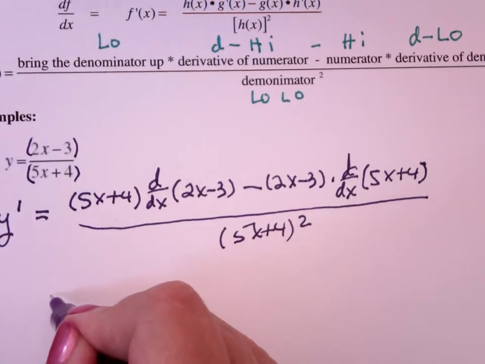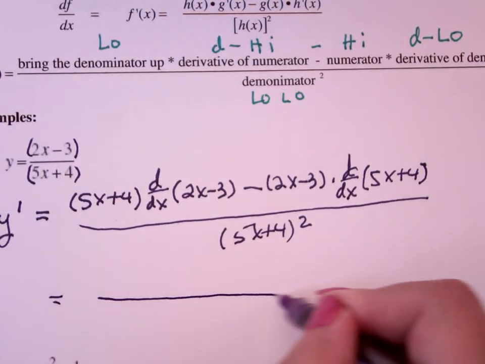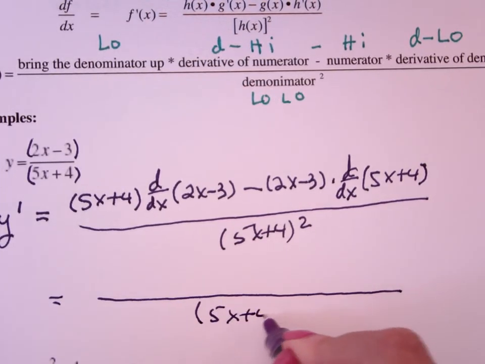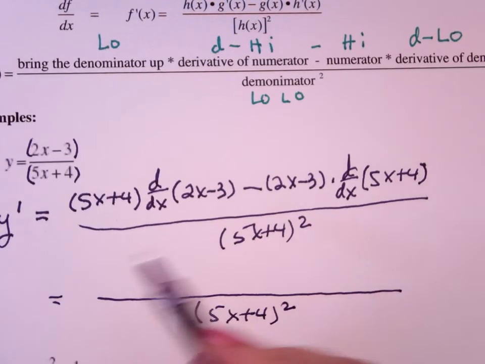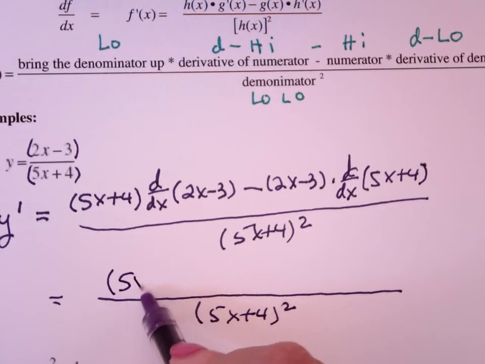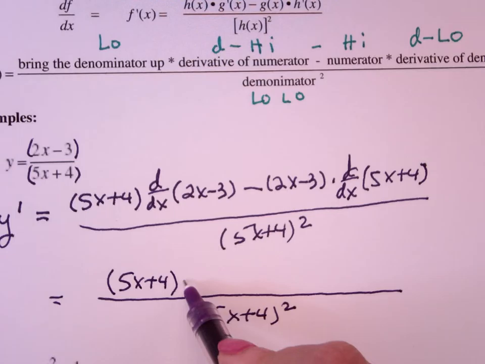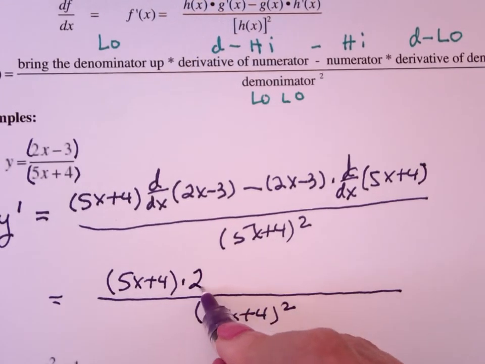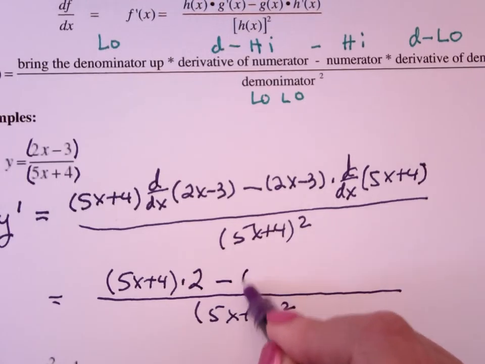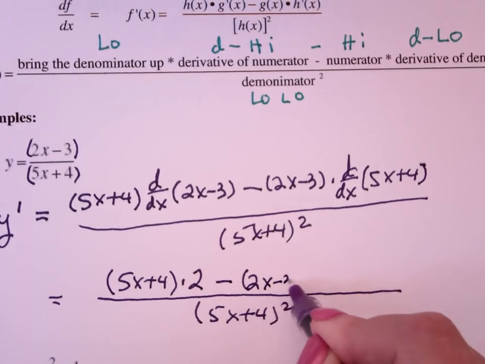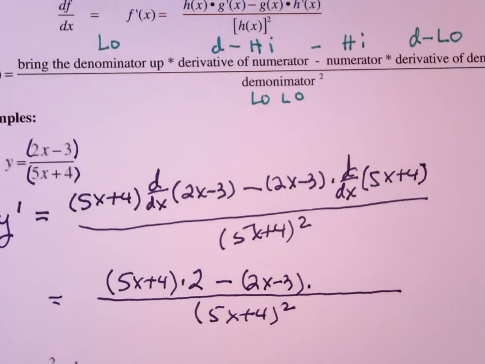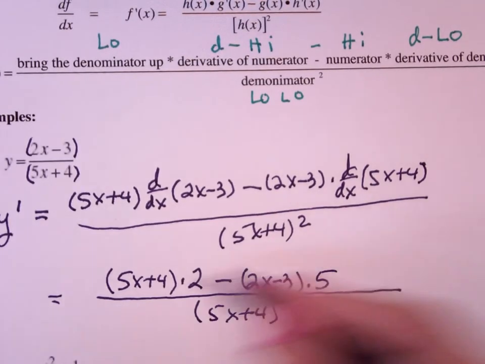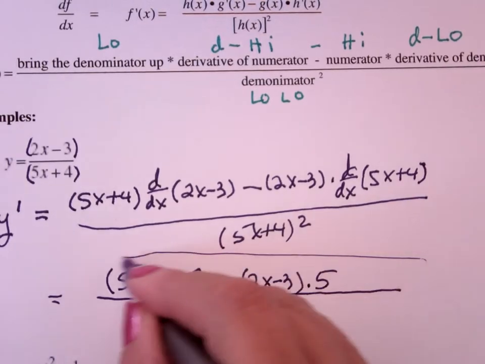At this point we're not going to simplify it all away, we're just going to take the derivative. It's the denominator times, what's the derivative of 2x minus 3? 2. Minus the numerator times, what's the derivative of 5x plus 4? 5. All over the denominator squared. And that's where you're going to leave it.